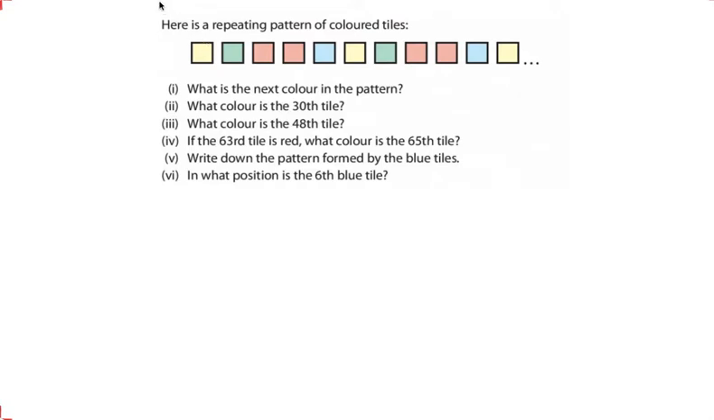So let's have a look at this one here, okay? Let's have a look at the pattern before we actually answer any of these questions. So first of all, where does the pattern end? The pattern here is yellow and then green and then kind of a pinky color and then the same pinky color and blue. And then it goes yellow, green, pink, pink, blue.